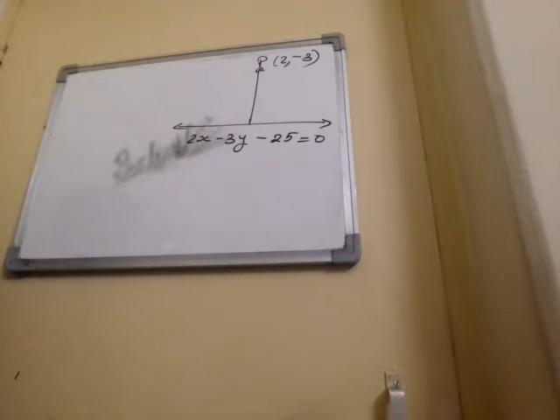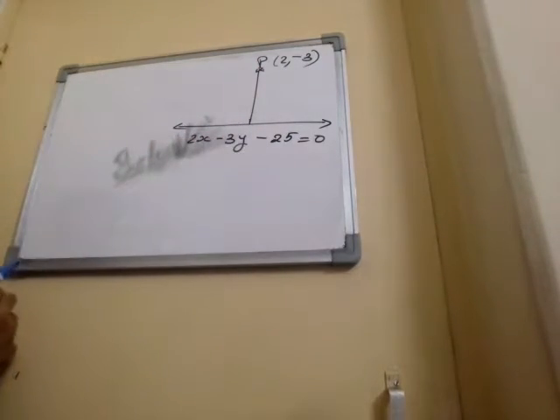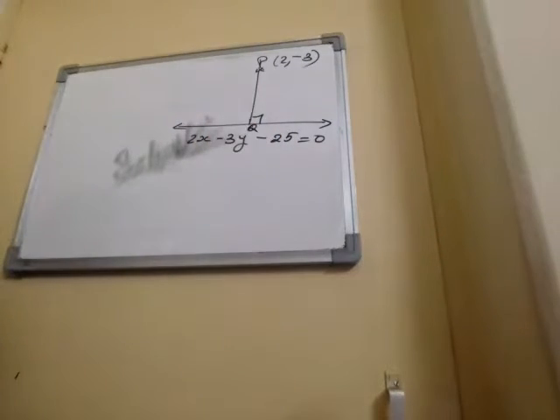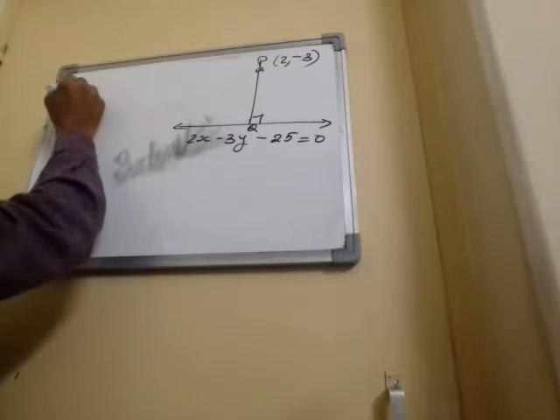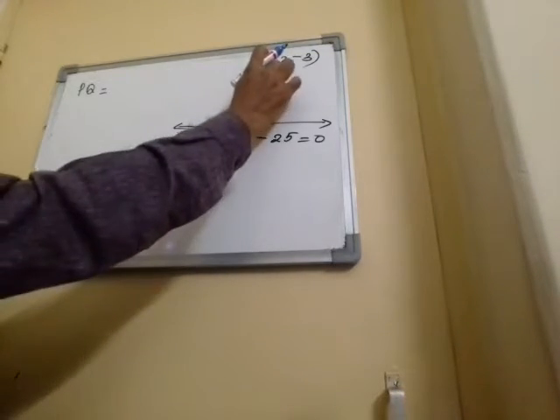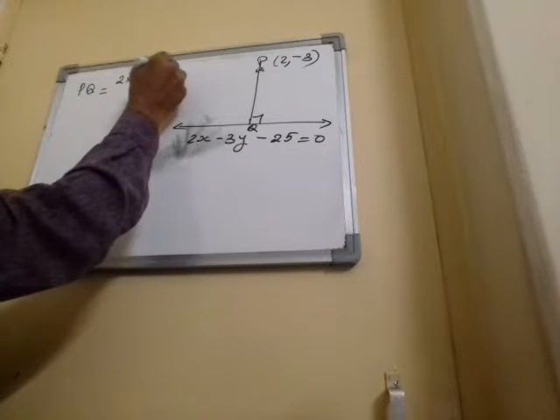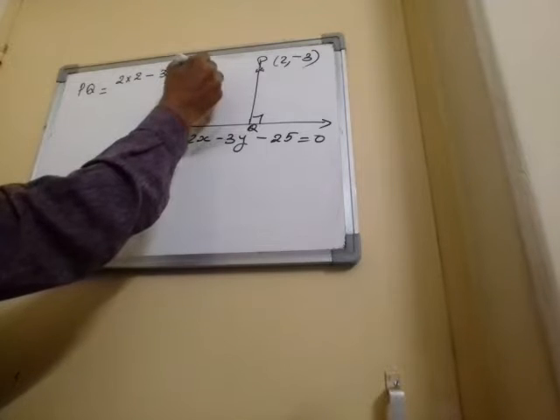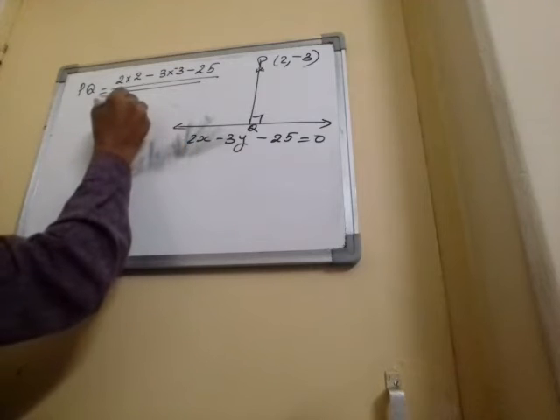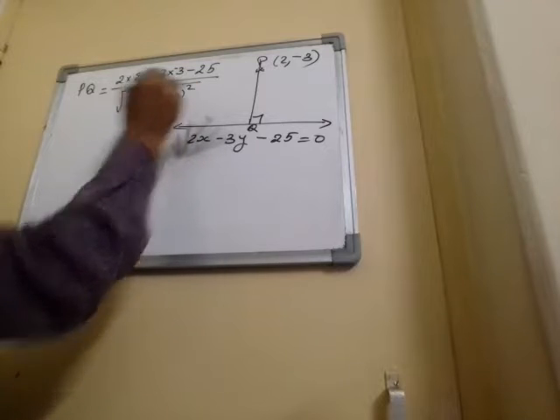So the question is, find the distance of the point P(2, -3) from the line 2x - 3y - 25 = 0. Distance means always it's a perpendicular distance. So we have to calculate PQ. So the method is, replace x and y with this given value. So 2 into 2 minus 3 into minus 3 minus 25 by root of the square of 2, that is 2 square plus square of minus 3, a square plus b square.